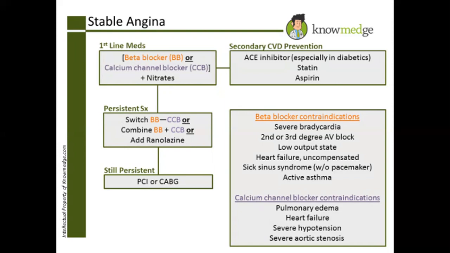Here are some contraindications, like for beta blockers. You don't need to read all those things; I have put it just for your information. These are the adverse drug reactions or contraindications, like severe bradycardia, second and third degree AV block, low output state heart failure. And calcium channel blocker contraindications are pulmonary edema, heart failure, severe hypotension.